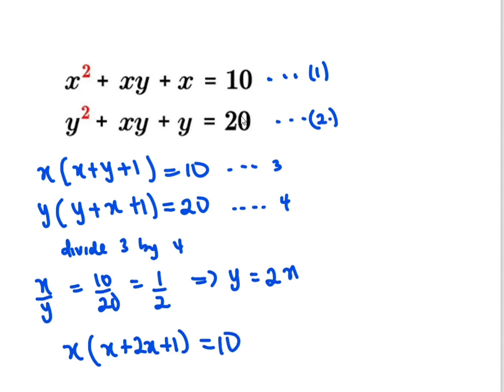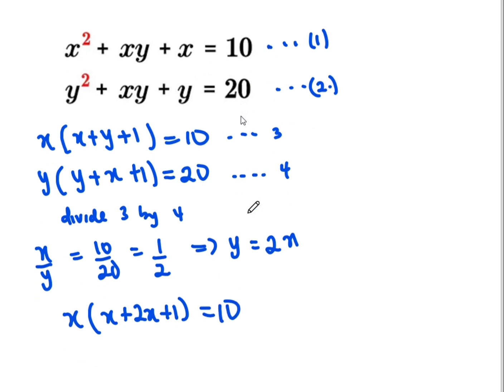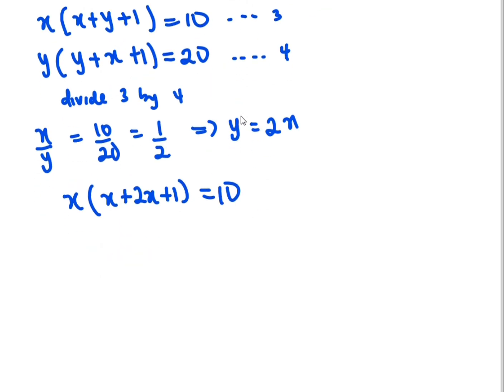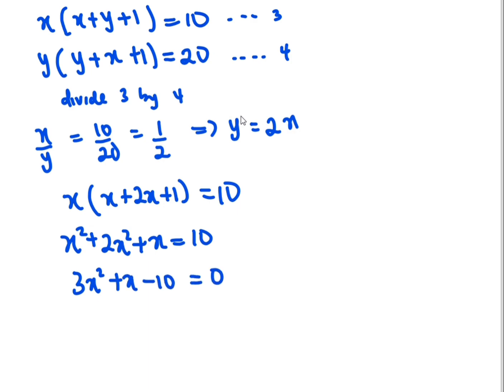Okay, now let's bring out this bracket. By doing that, I'm going to have x squared plus 2x squared plus x equals 10. Now, x squared plus 2x squared gives me 3x squared plus x minus 10 equals 0. Looking at this, this is a quadratic equation. Now, rewriting my quadratic equation here, we can see that 3 multiplied by negative 10 is going to give negative 30.